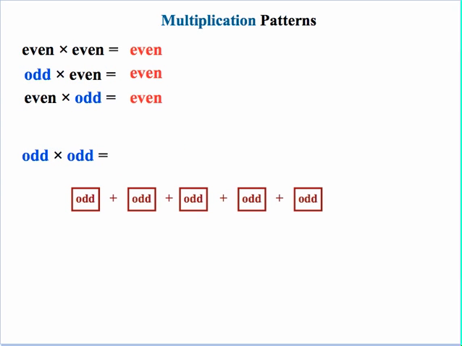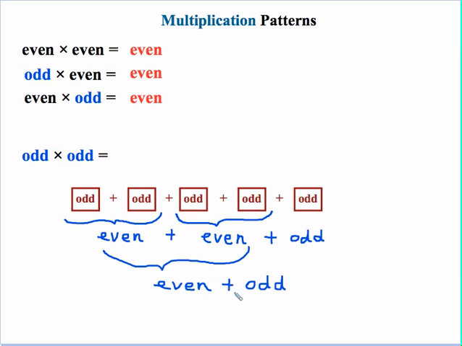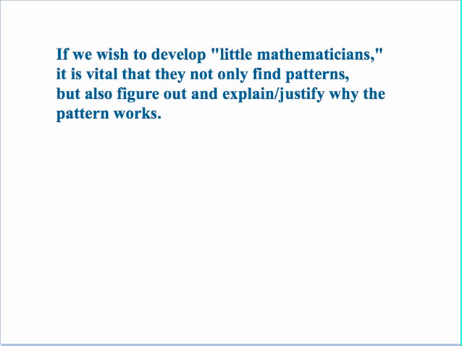And then last but not least, an odd number times another odd number. So our groups are all going to be the same odd number, but we have an odd number of those. If we keep combining odds with odds, those will give us even sums. But then we're going to have, at the end, no matter how many iterations, an even number plus an odd number, which results in another odd. If we wish to develop little mathematicians, it's vital that they not only find the patterns, but also figure out why the pattern works and explain and justify their reasoning.